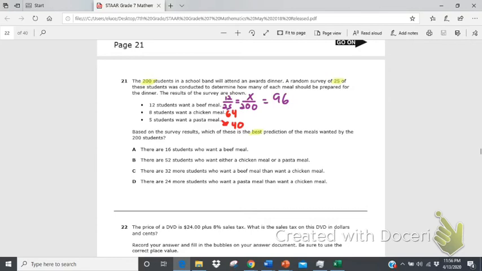You guys can go through the different answer choices here, ladies and gentlemen, and you will establish that letter C is the correct answer. There are 32 more students who want a beef meal than want a chicken meal. And when you are going through these questions, ladies and gentlemen, just make sure you read the questions carefully, please. Because a lot of times these questions, they'll insert the word not.